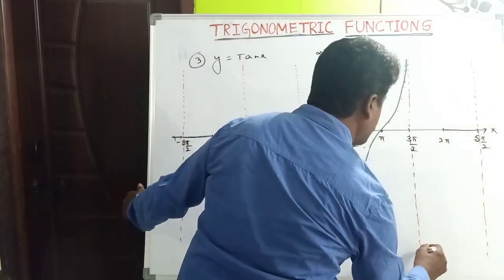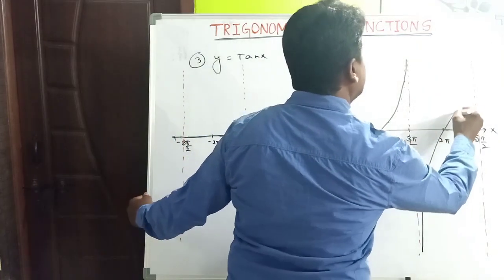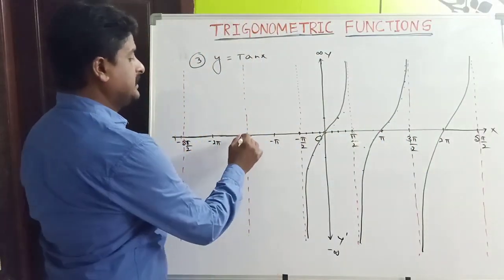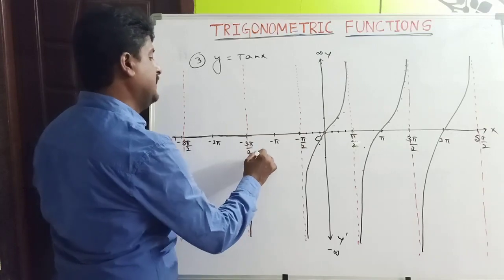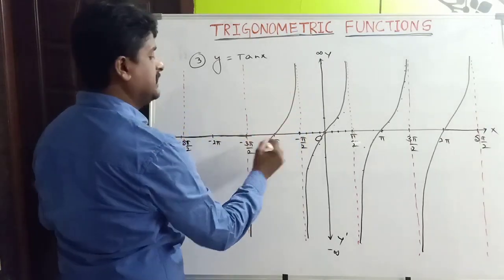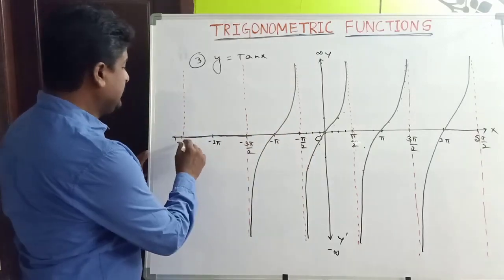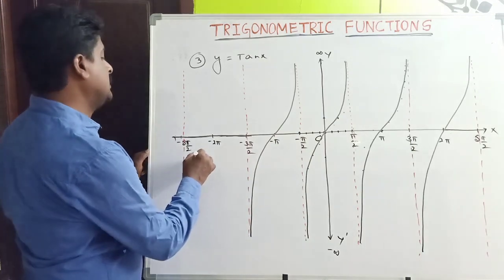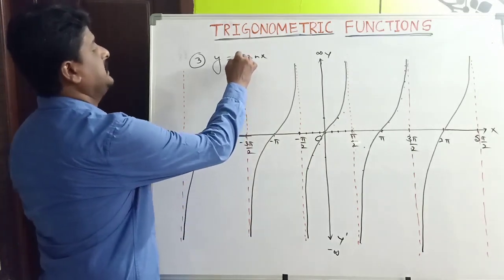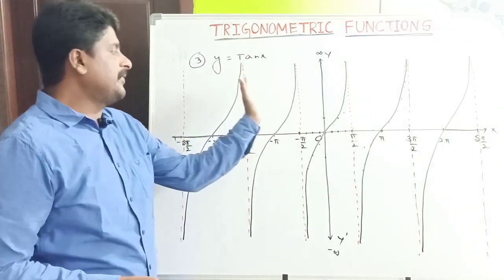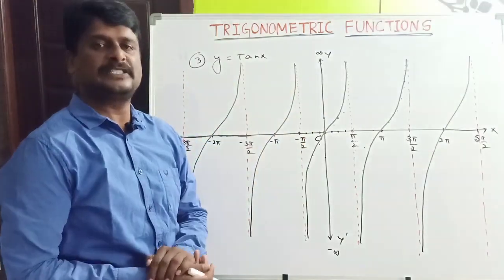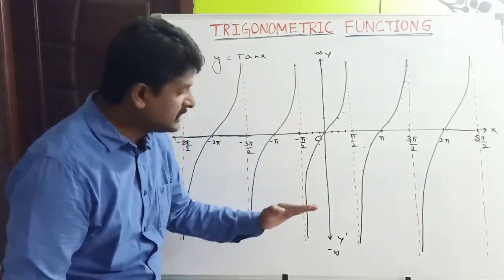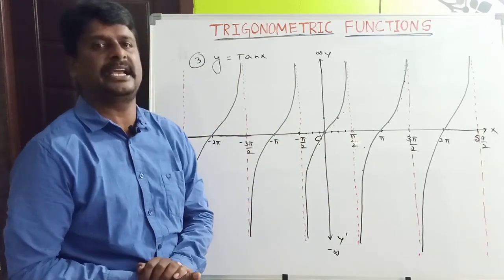So, the same type of graph can be seen in the interval 3 pi by 2 to 5 pi by 2 also. The same type of graph can be seen in the interval minus 3 pi by 2 to minus pi by 2. In the interval minus 5 pi by 2 to minus 3 pi by 2 also, the same type of graph can be seen. See, wherever the graph is above the x-axis, for those intervals tan x is positive. Graph is below the x-axis means tan x is negative.